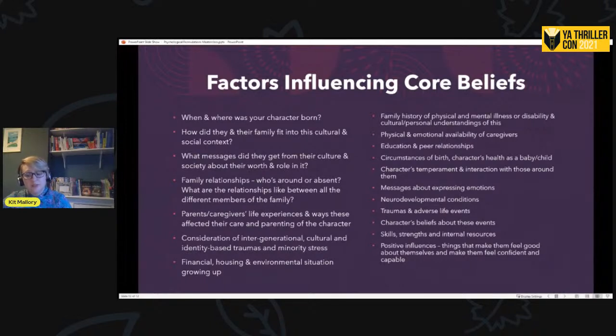What were the circumstances of their birth? What's their temperament like, and how did that interact with the people around them? Do they have a neurodevelopmental condition like autism or ADHD? And if so, how does that impact on everything else? Their education, their social development, their relationship with other people.